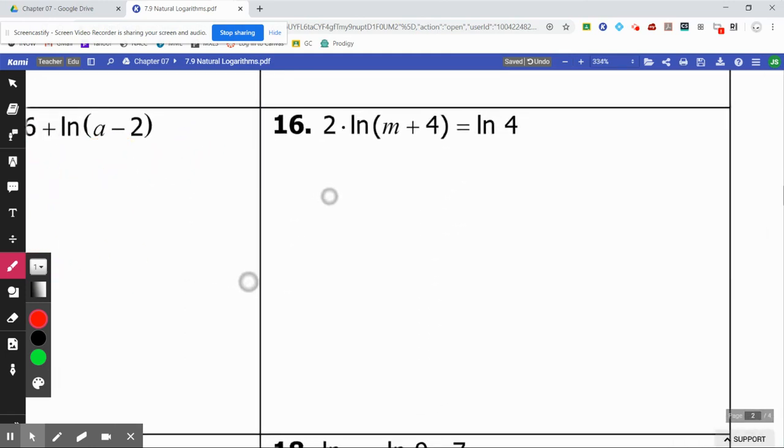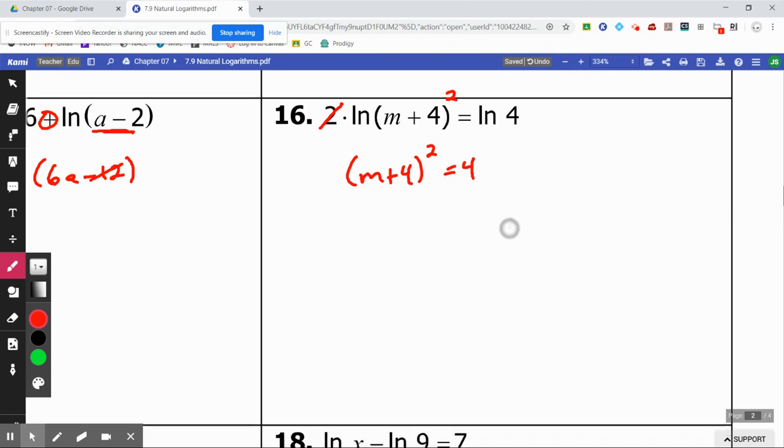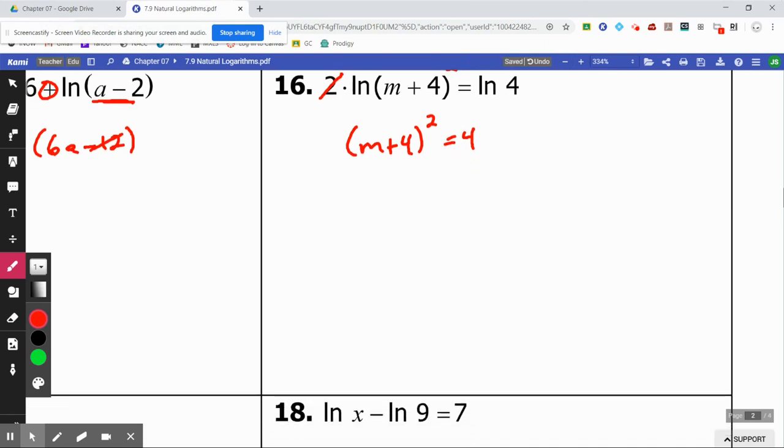Next up, anytime you have, again, a number out front, it can be moved up to an exponent. Then you have a natural log equals a natural log, so you can just drop those. Gives you m plus 4 squared equals 4. Since you have something squared, one method here, we could FOIL that out, but it'd be pointless because this is set up perfectly to just get rid of a square by doing plus and minus the square root of 4. Square root of 4 would be 2. Move the 4 over now by doing -4, and there's your two answers.